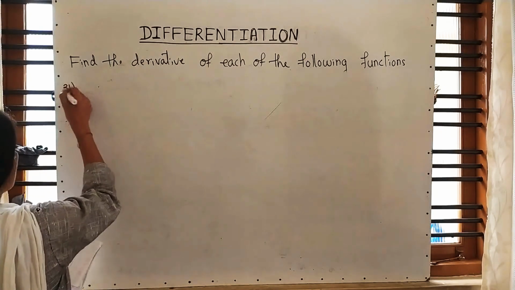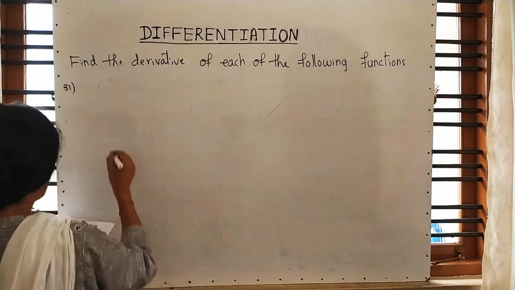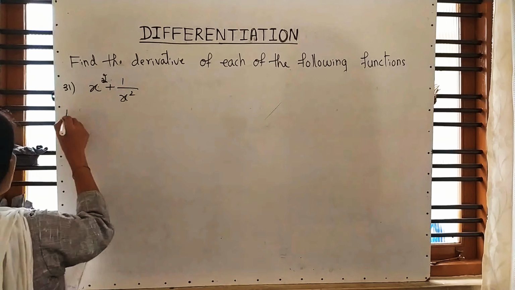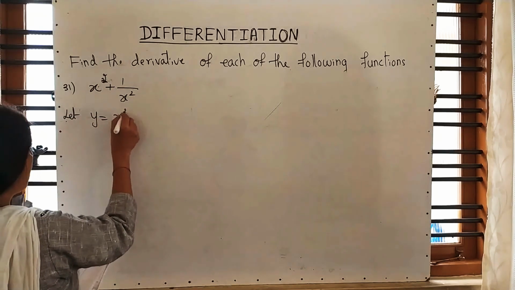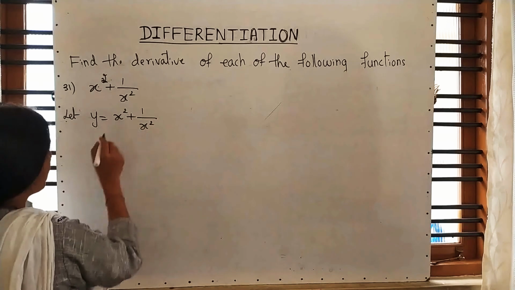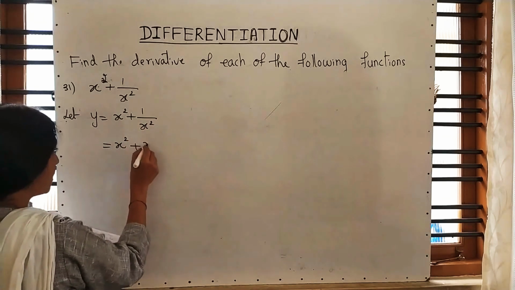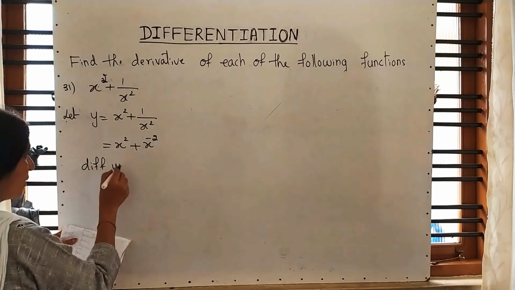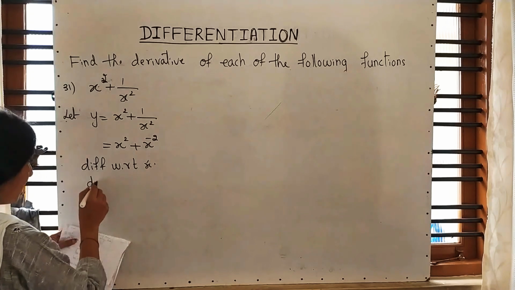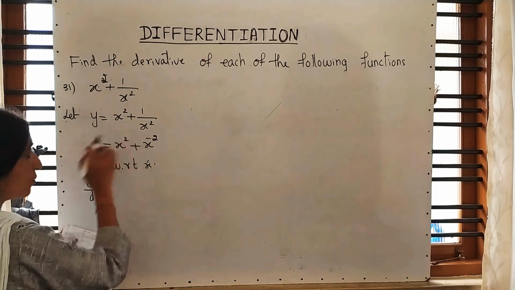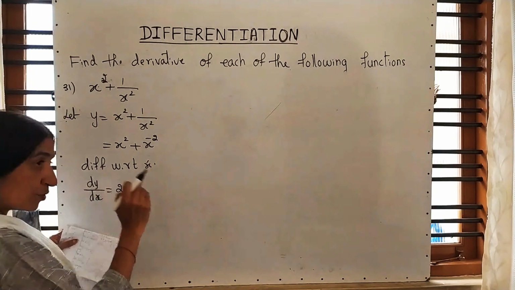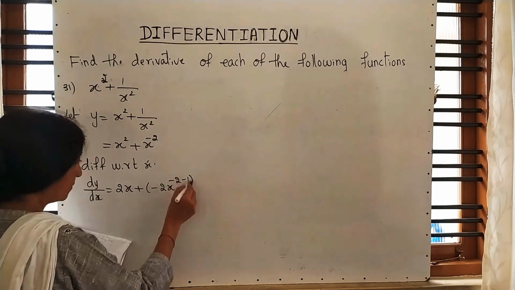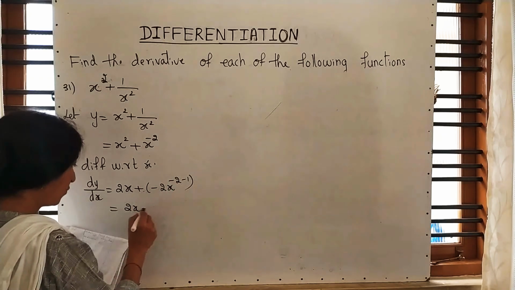Question number 31, the same question: find the derivative of each of the following. x square plus 1 upon x square. Let us start this as y is equal to x square plus x raised to minus 2. This I took in the numerator. Differentiating with respect to x, dy upon dx is, what is x to the power 2? 2 into x, because x raised to 2 minus 1 is 1, and this is plus. This is 2x plus into minus is minus.